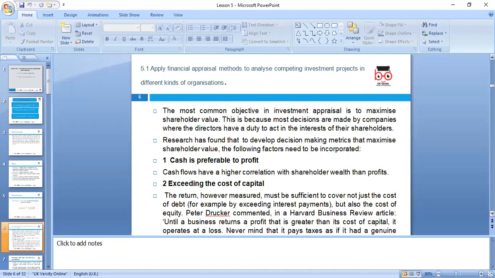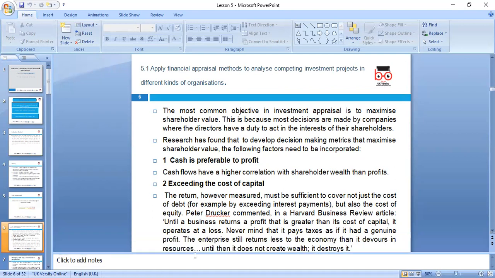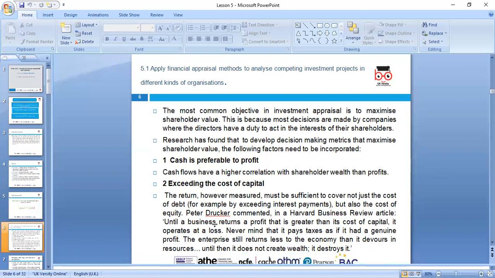Exceeding the cost of capital. What does it cost you if you borrow money? Yes, so the return should be higher than the cost. Of course, we want to be more than break even. It must be sufficient to cover the cost, debt, and exceed the interest payment, but also the cost. So always look at the opportunity cost as well. Greater than the cost of capital, and after paying taxes, a genuine profit. That's the key, and the more the better, because sales can be credit sales, which do not generate cash. Here we're looking at the time value of money.